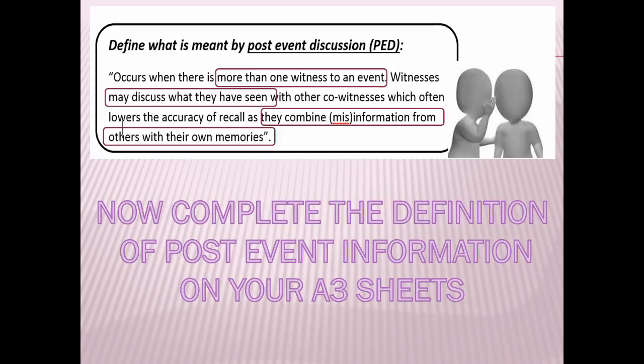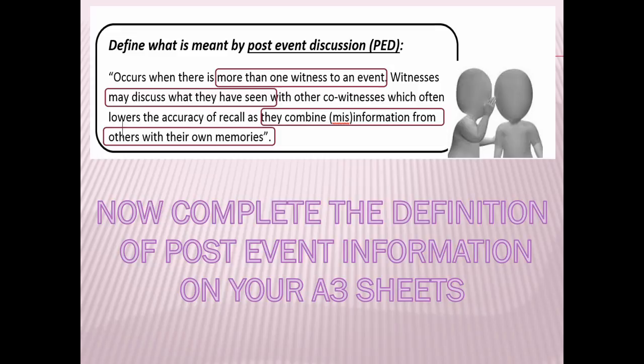Okay, so now we've finished those couple of quick research methods questions, we're on to the second type of misleading information. We know that the first type of misleading information is known as a misleading question, and it can unintentionally provide to a witness a specific answer. The second type of misleading information is known as post-event discussion, or PED. Now, this occurs when there is more than one witness to an event.